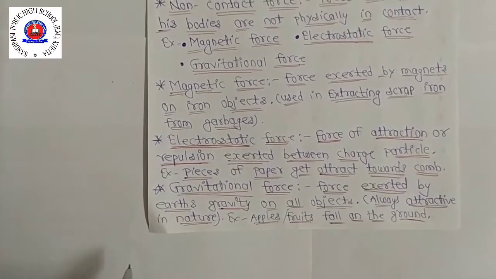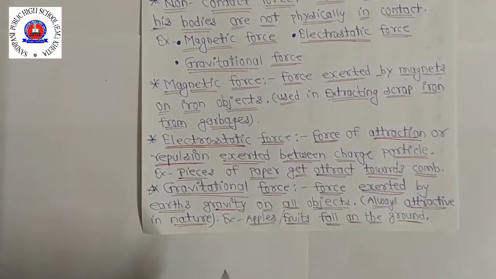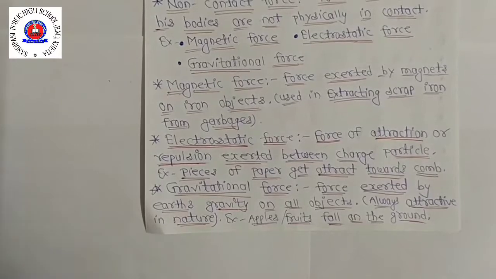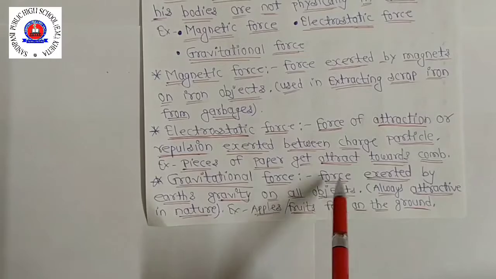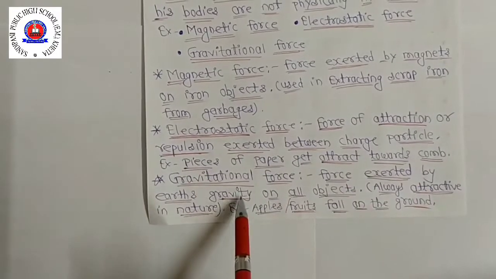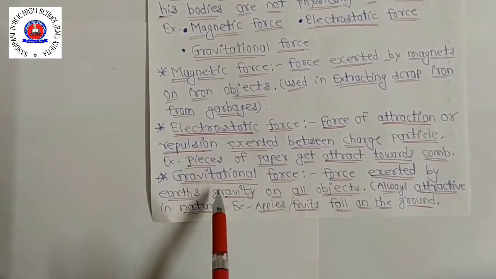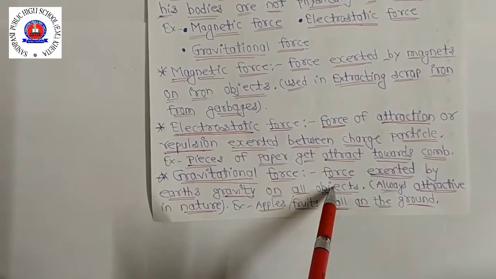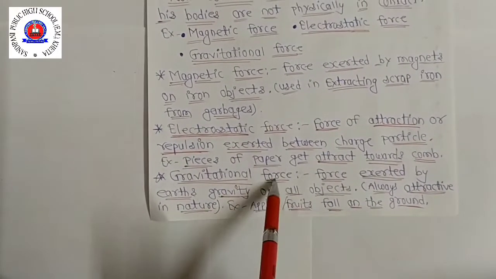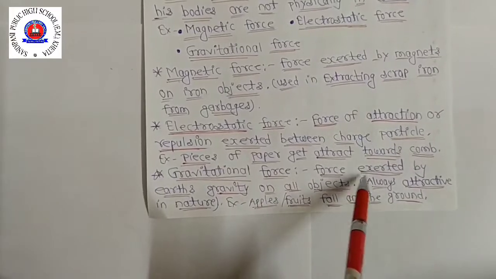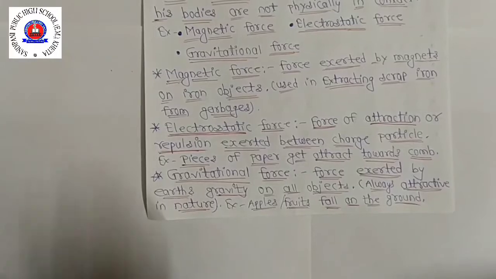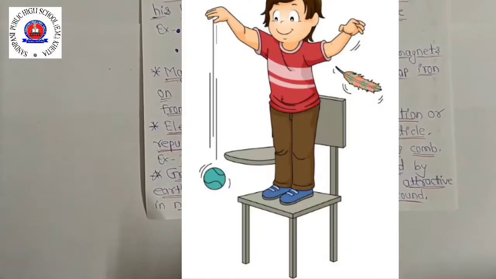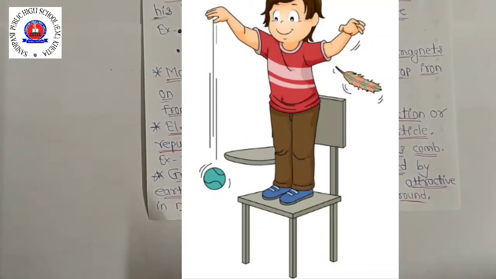So water in rivers flows downward due to the force of gravity. Okay, so water in rivers also flows downward because of that force of gravity. Clear this one? So gravitational force is the force exerted by earth's gravity on all objects. So that is called the gravitational force. And this gravitational force is always attractive in nature, because it attracts the object. Clear this one? For example, apples and all types of fruits, leaves, anything that falls on the ground.